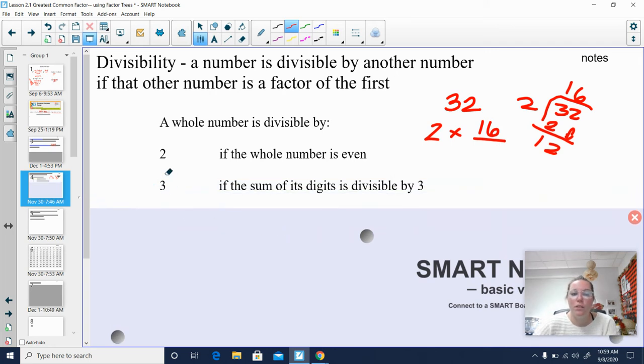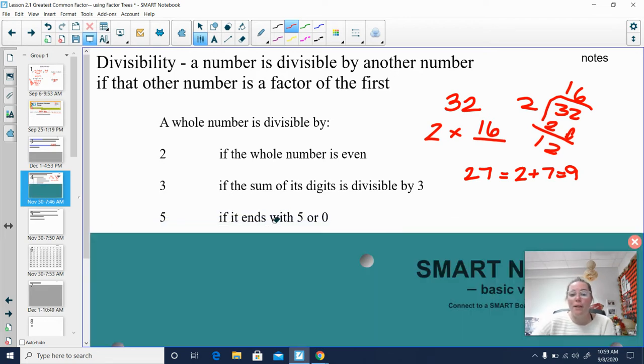If a number is divisible by 3, that means that the sum of its digits is divisible by 3. So take, for instance, 27, okay? We can tell if this is divisible by 3 if its digits added together, so the digits are 2 and 7, equals something that can be divided by 3. And we know that 3 times 3 equals 9, so we know 27 is actually divisible by 3.